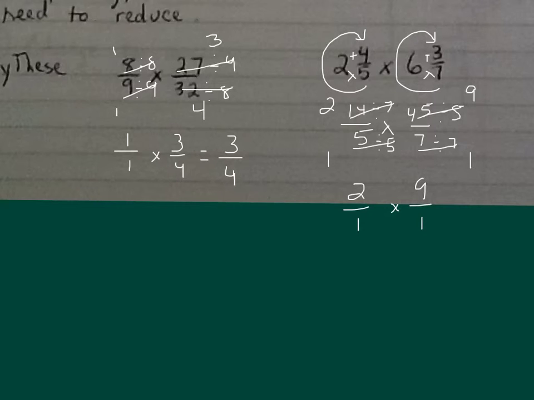So we multiply those. 2 times 9 is 18 over 1. And anything over 1 is just the top number. So my answer is 18. Hopefully you got that one. That's cross-canceling for you.